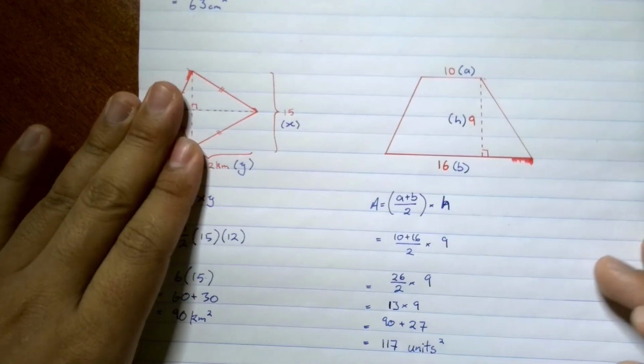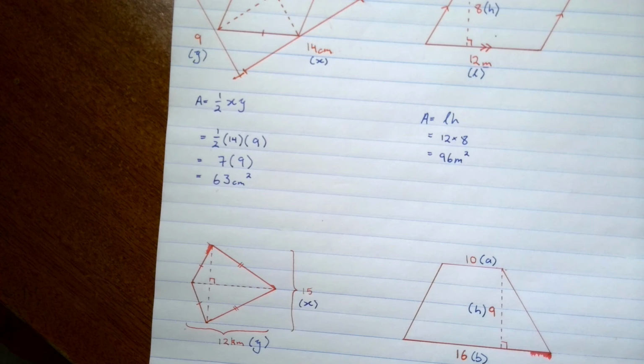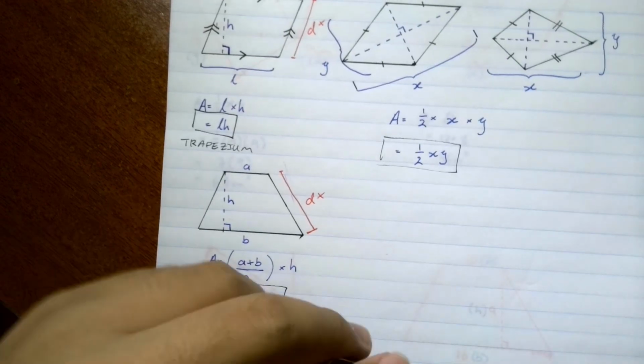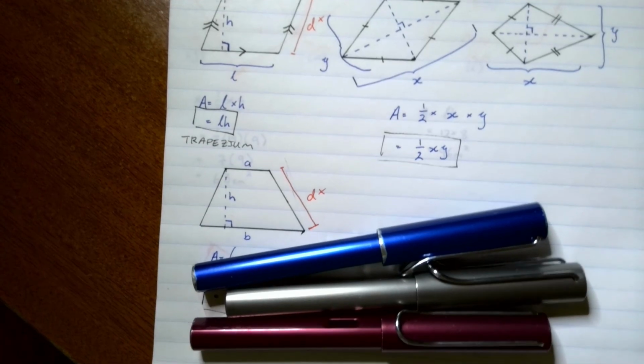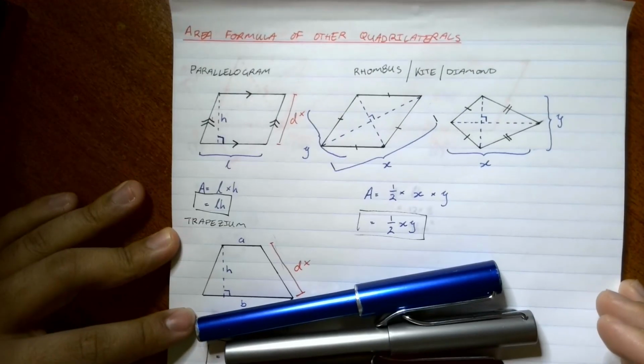So that gives us 4 examples for the area formula of other quadrilaterals, and I hope that gave you an insight into calculating the area of these shapes.